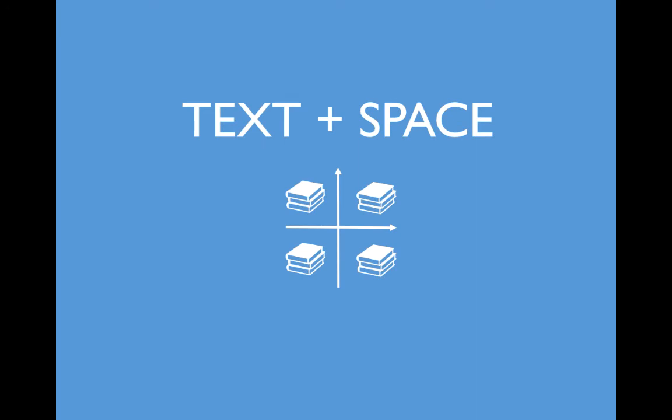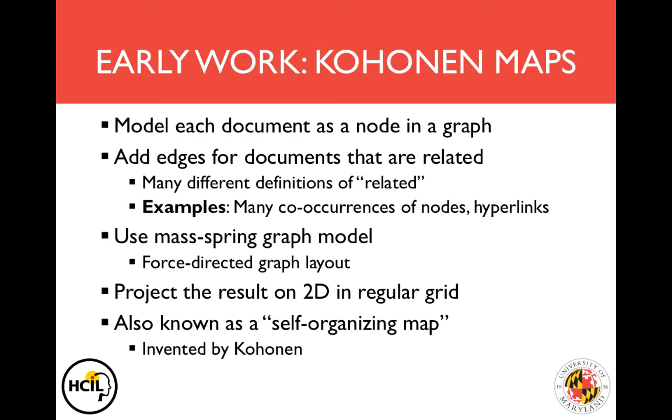And then we also want to talk about text and space and text and time. So how do we lay out text in a spatial environment? Well, you could model each document as a node in a graph like we talked about with networks, and you can add edges for documents that are related. So that could be co-occurrences of words, links between documents. There's all kinds of ways to find those links.